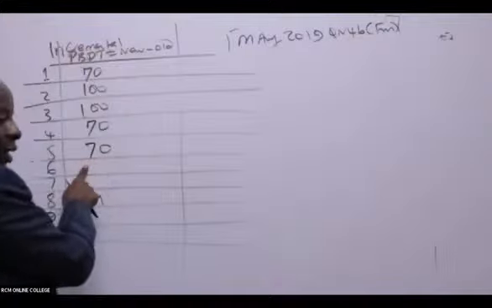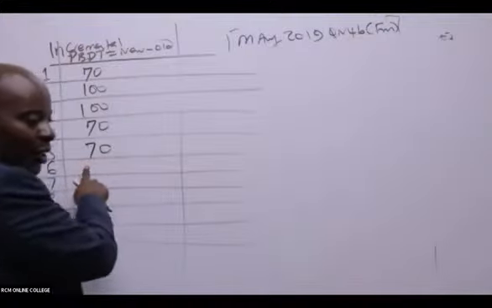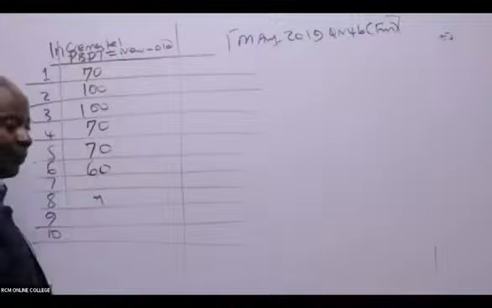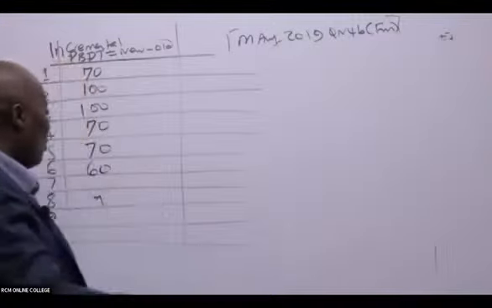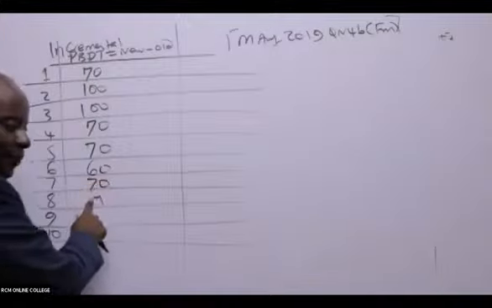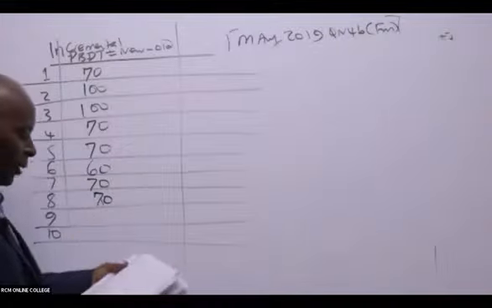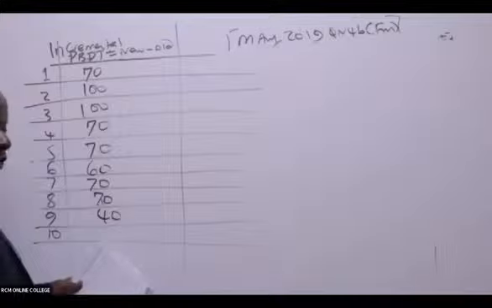How about increase in year 6? I'm told it is 60. Thank you so much. How about increase in year 7? 70. Increase in year 8 seems to be 70. Increase in year 9, I'm being told it's 40. How about increase in year 10? Lastly, increase in year 10, we have 30.